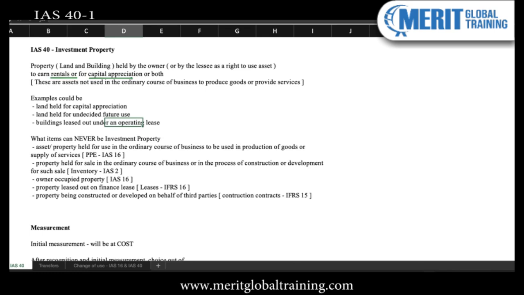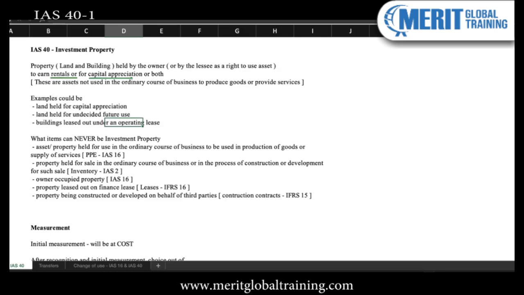So basically, investment property, land and building, are assets not used in the ordinary course of business to produce goods or to provide services. Now, if I have purchased a building and I'm conducting my operations from there, or if I have a factory in which production is happening, that means that factory is being used for the purpose of producing goods or services. That does not get classified as investment property.